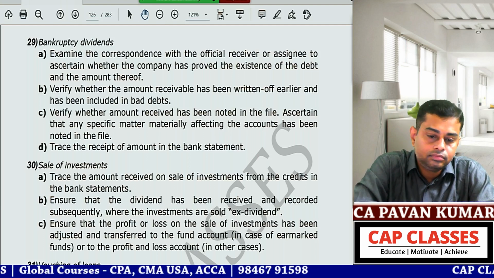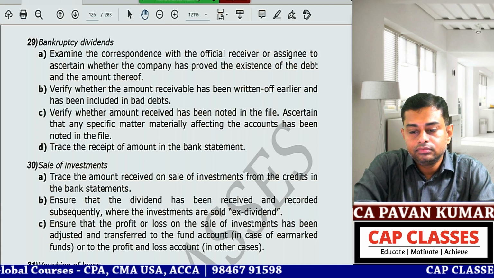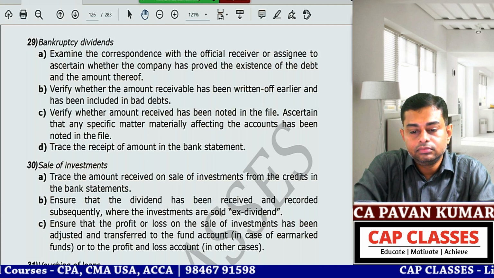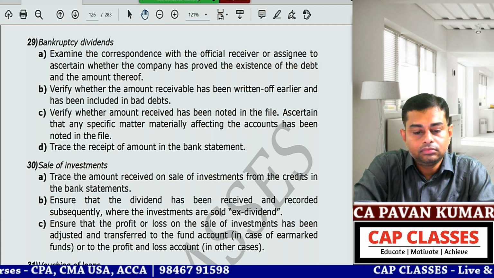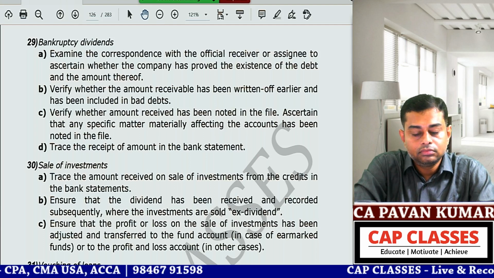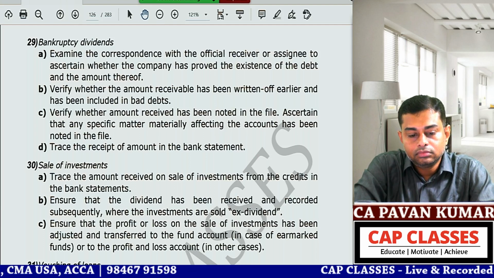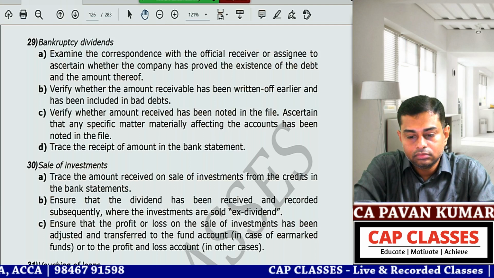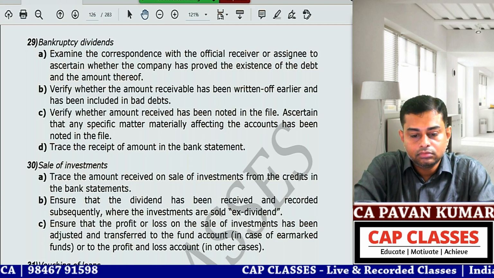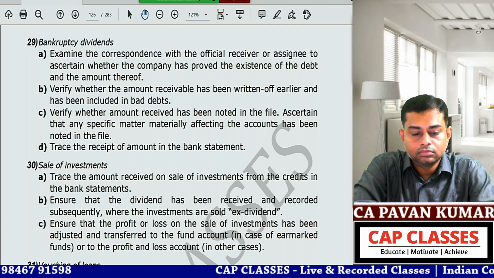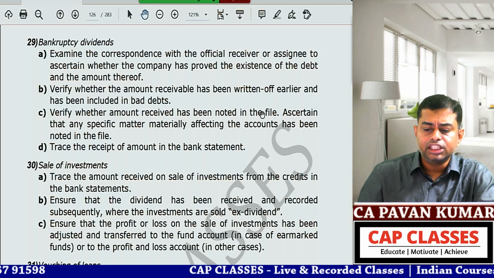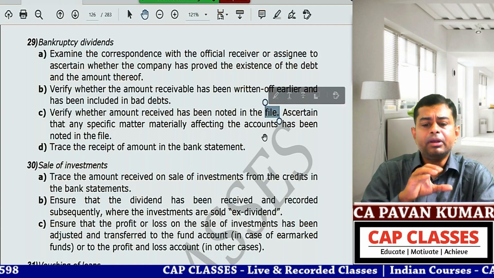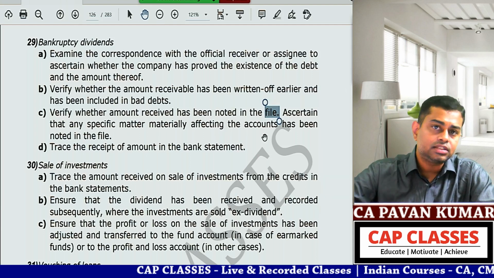Bankruptcy dividends. Examine the correspondence with the official receiver or assignee to ascertain whether the company has proved the existence of the debt and the amount thereof. Verify whether the amount receivable has been written off earlier and has been included in bad debts. Verify whether the amount received has been noted in the file. Ascertain that any specific matter materially affecting the accounts has been noted in the file. A separate file. There is no name to this file. That means you are keeping a separate record for this kind of dividends.